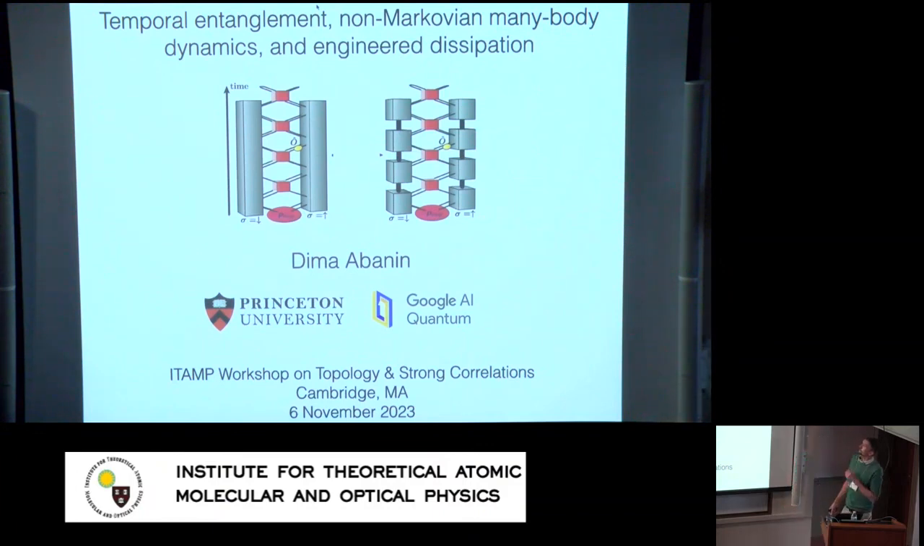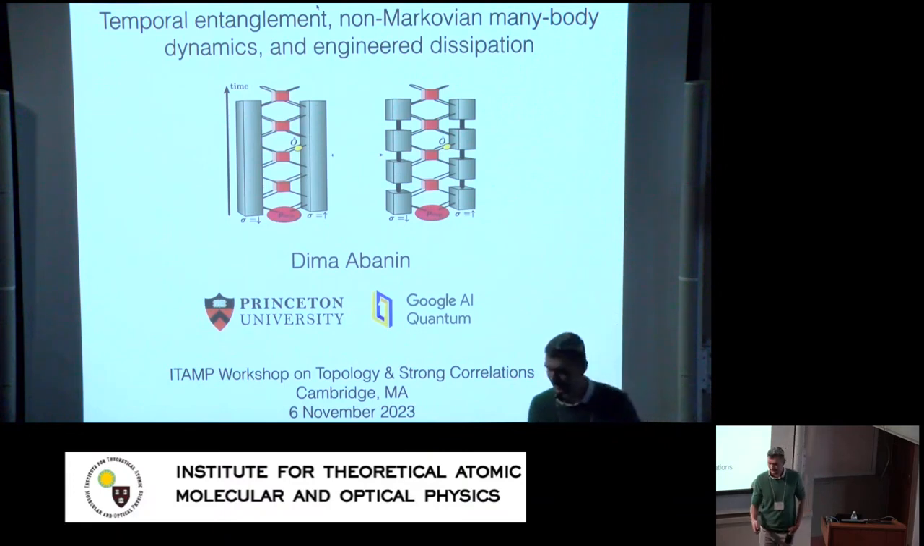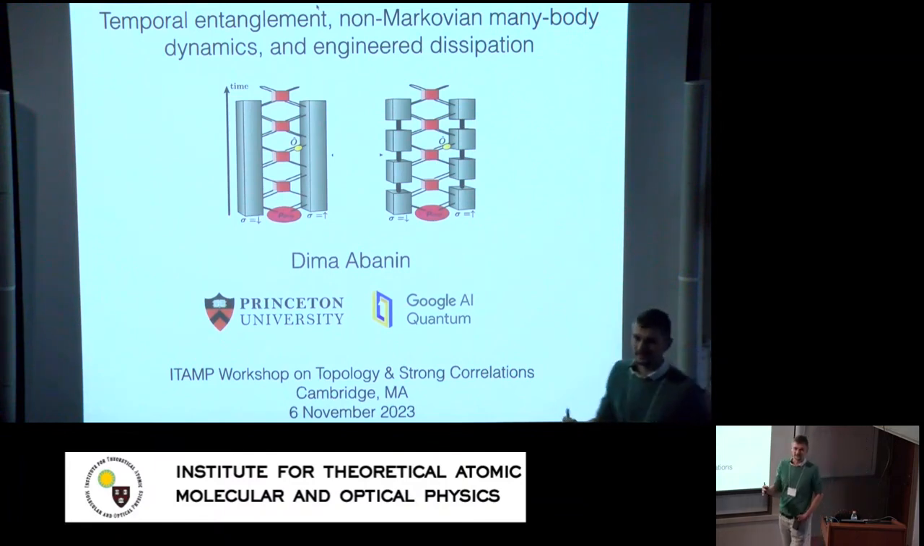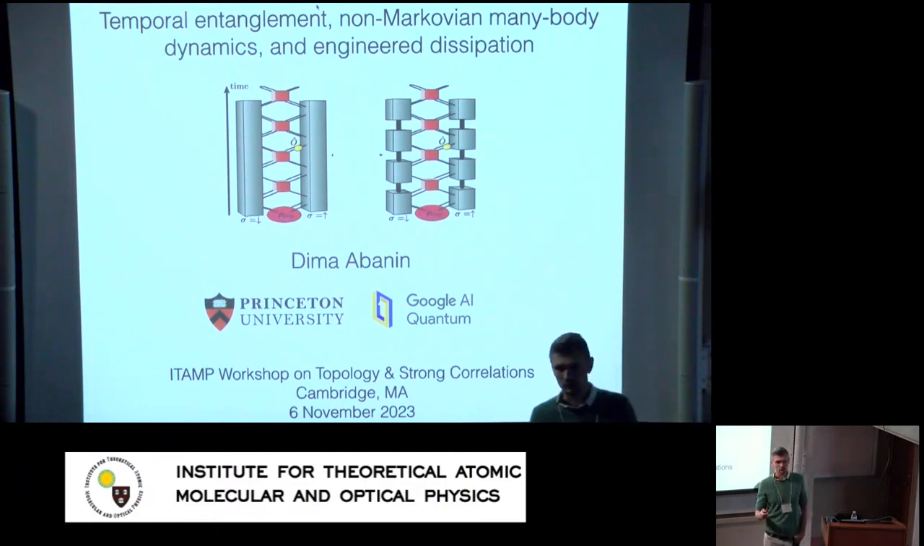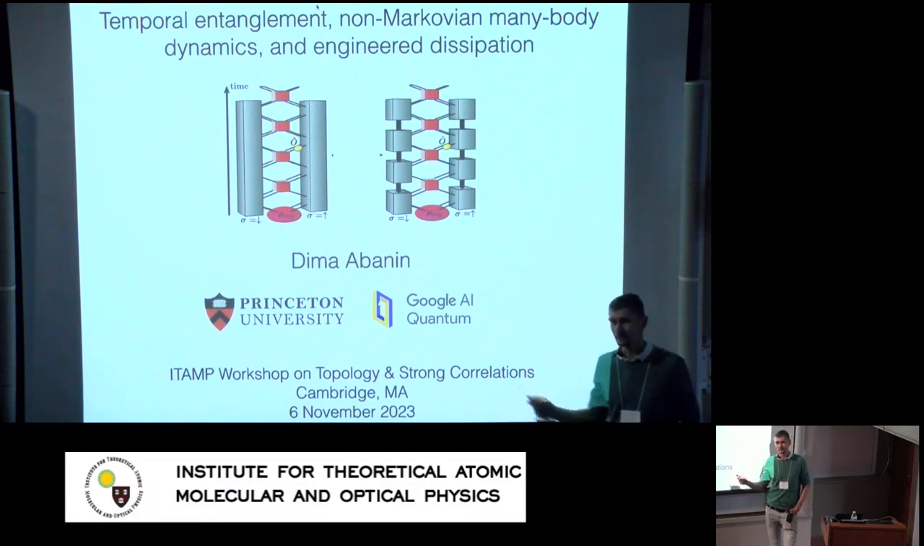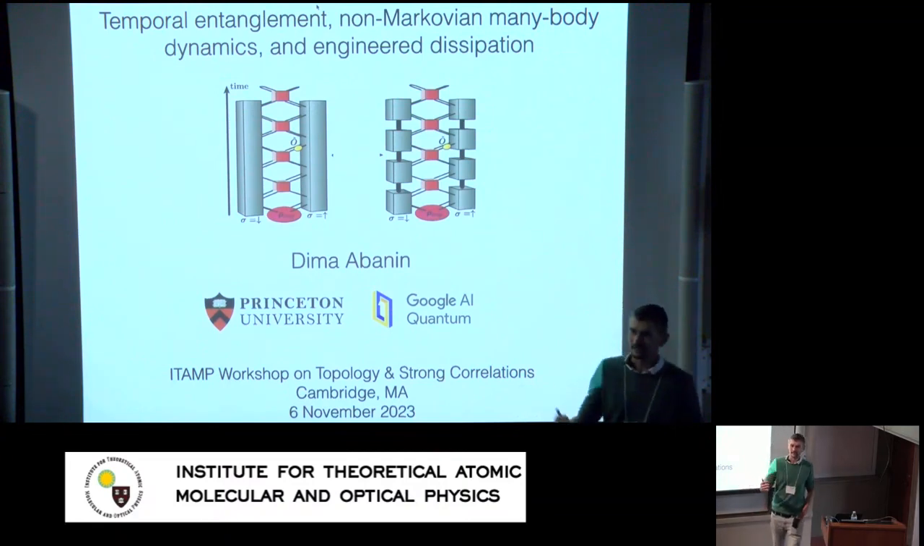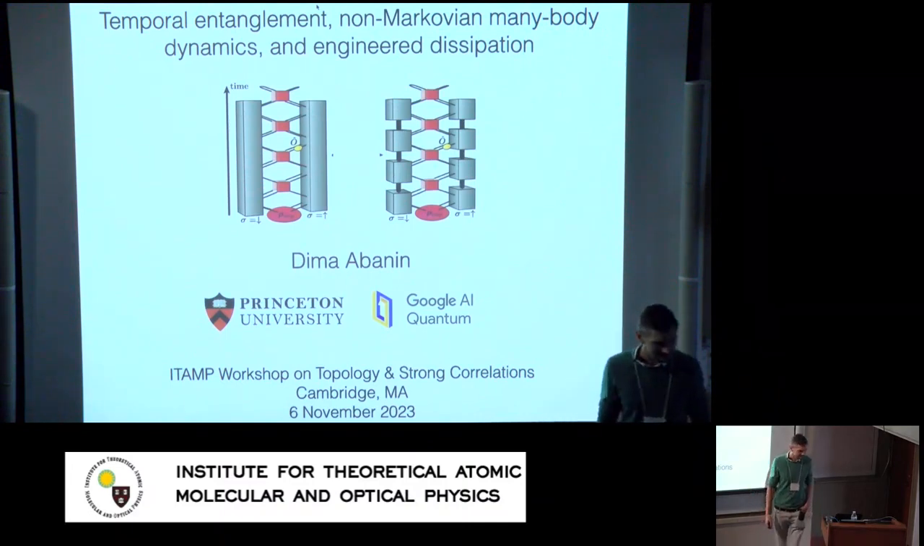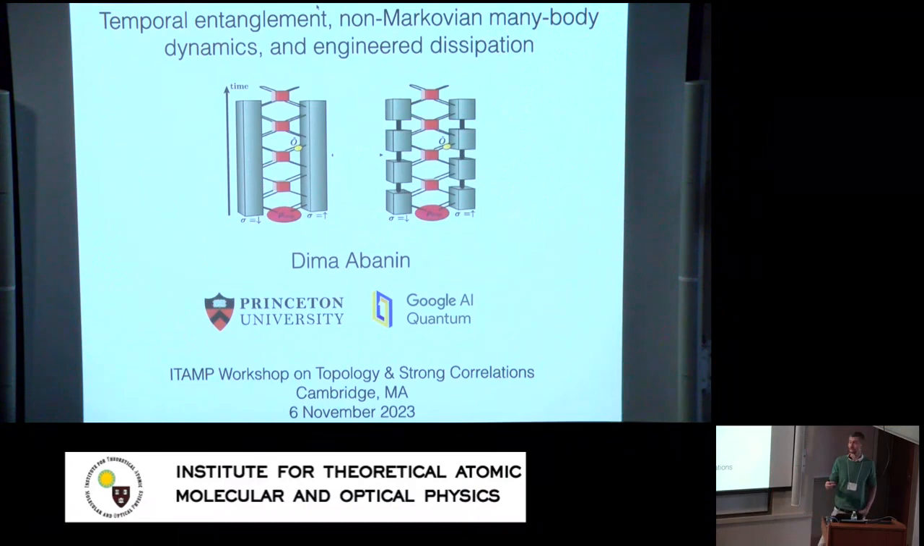So I will be talking about non-Markovian dynamics in many-body systems, and the main question I'll be asking is, what is the computational complexity of non-Markovian dynamics? And this would bring us to this notion of temporal entanglement, which I will define, and from there we will both introduce some new efficient classical methods based on tensor networks and give some guarantees on their performance.